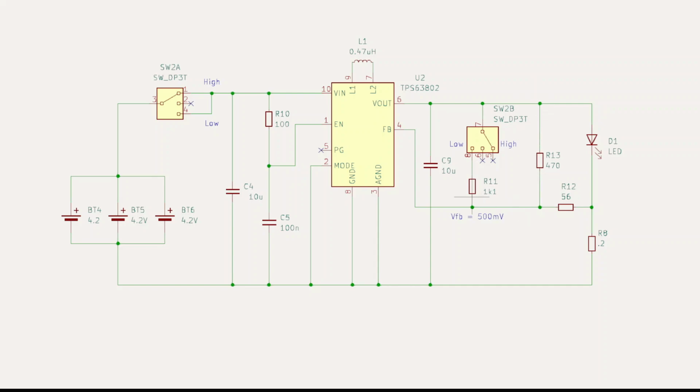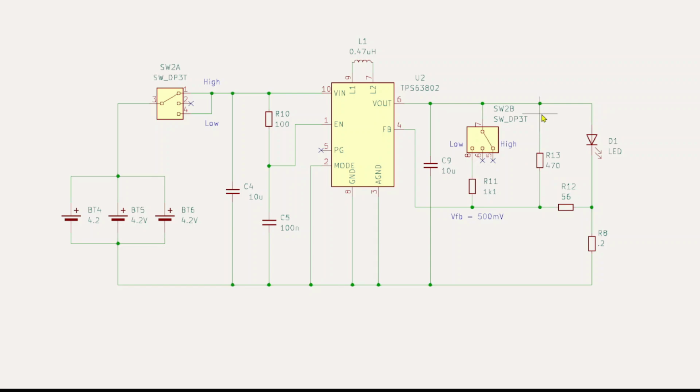So the current's flowing down these two resistors through the 56 and down here, and so the voltage across here adds up to 500 millivolts. And so we are effectively controlling the current down here by controlling the voltage across the 56 ohm resistor. So the more voltage we drop across here, the less current is going to be flowing down here from the LED, because this is going to shut off earlier. And so when we go into the high power mode, we take this resistor out of circuit, and so now it's going to increase in value here.